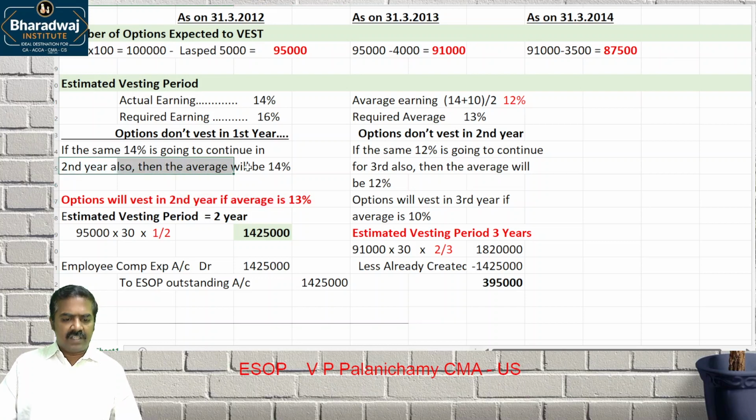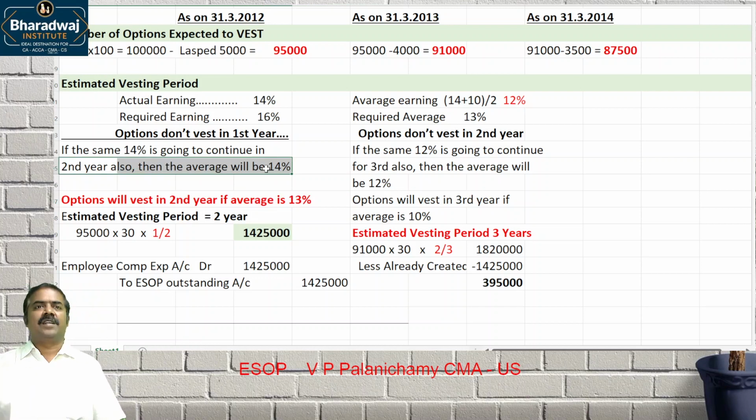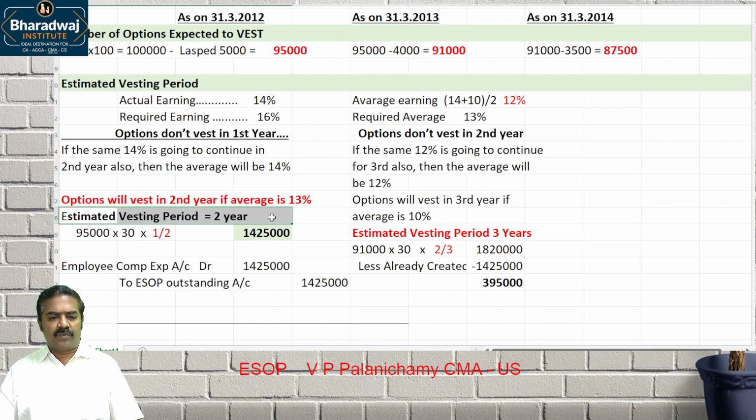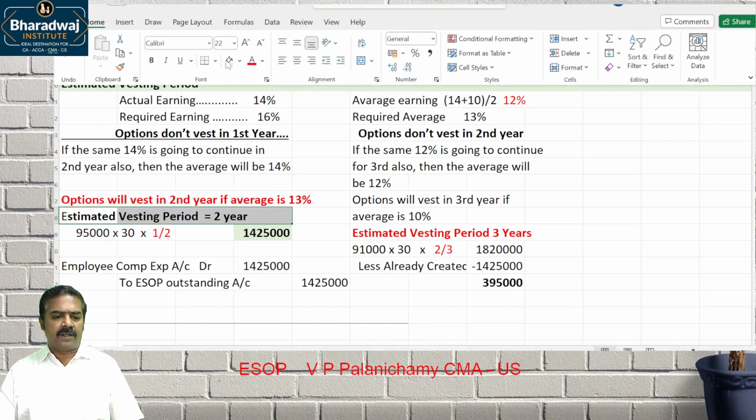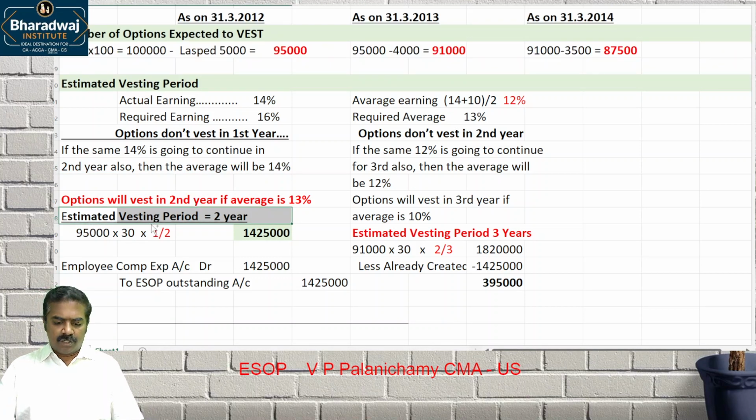Yes, we estimate that if the same earning continues in the second year also, 14% this year and next year also 14%, the average will be 14%. So as of the first year, what is the estimated vesting period? 2 years. So 95,000 into what is the fair value of the option? Into 30 into 1 by 2. If 2 years, then current year and next year, you have to create 14,25,000. We create that.